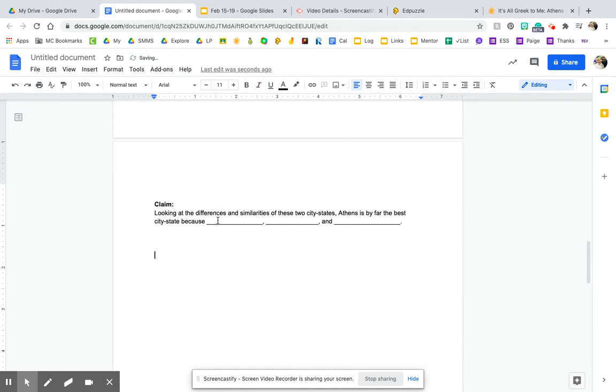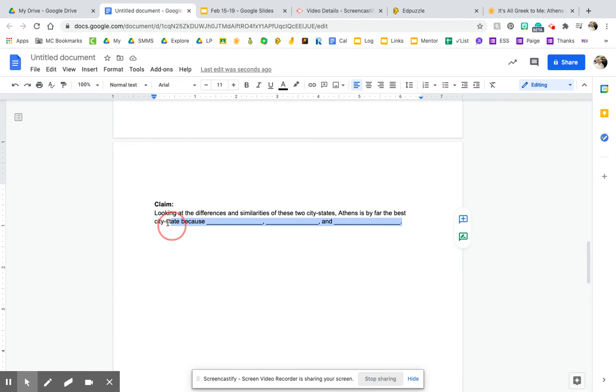Here's mine. Looking at the differences and similarities of these two city-states, Athens is by far the best city-state because, and then I'll put my 3 topics that I'm going to cover, whatever they are. Again, I'm not getting into all of the evidence. I'm just setting it up because now I know what my next 3 paragraphs are going to be about. Paragraph 1 is going to be about this. The second paragraph is going to be about this. The third paragraph is going to be about this. Fourth paragraph will be about this. I've set up my whole essay right there.